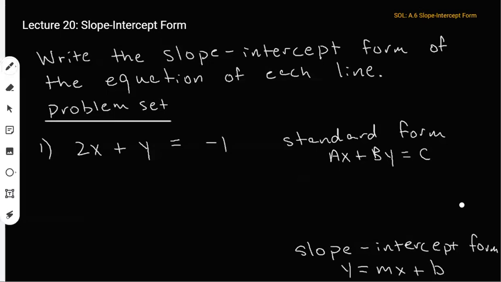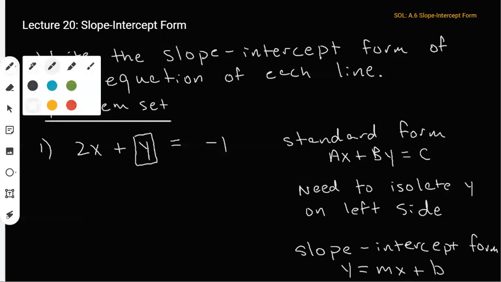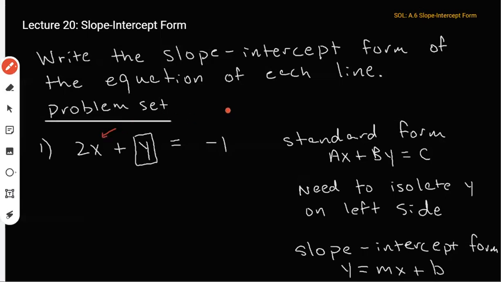So to go from standard form to slope-intercept form, all I have to do is get y by itself on the left side. So I need to isolate y on the left side. Okay, so I need to get y by itself. How could I do that? I want to get this y by itself right here. And that means I need to get rid of this 2x right here. Now it is a positive 2x, so how could I get rid of a positive 2x? I need to subtract 2x from both sides. So I'm going to subtract 2x on the left side, and I'm going to subtract it on the right side.